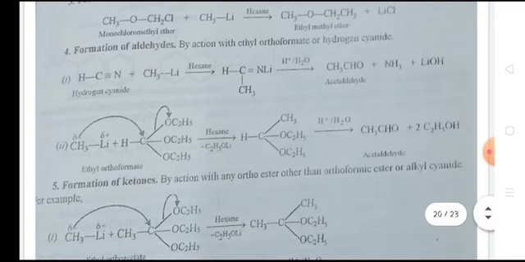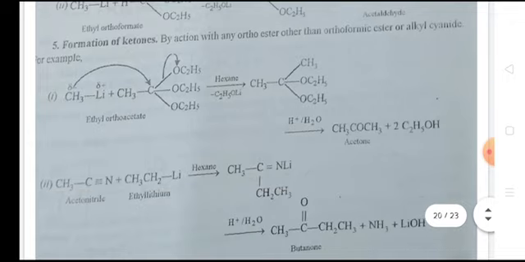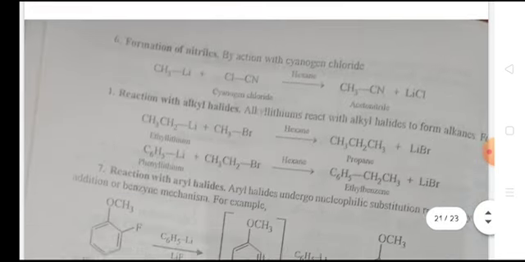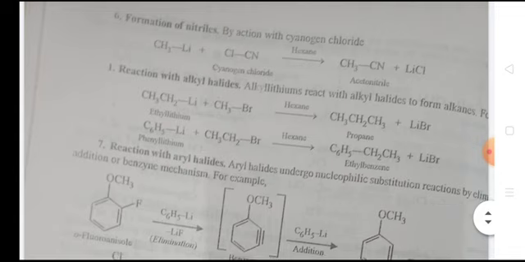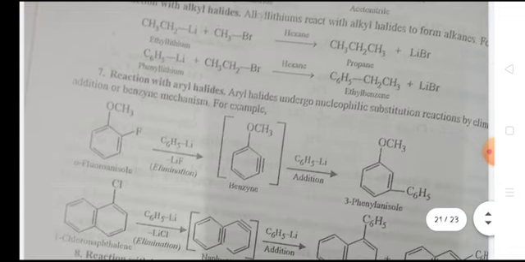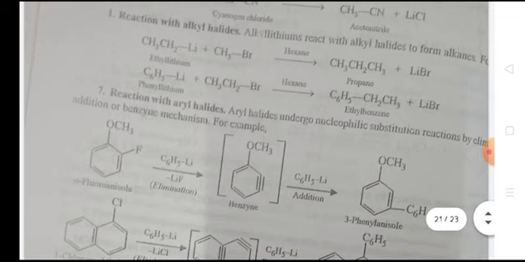Fourth, formation of aldehydes by action with ethyl orthoformate or hydrogen cyanide. Fifth, formation of ketones by action with an orthoester other than orthoformic ester, or alkyl cyanide. Sixth, formation of nitriles by action with cyanogen chloride. Seventh, reaction with alkyl halides. Alkyl lithium reacts with alkyl halides to form alkanes.